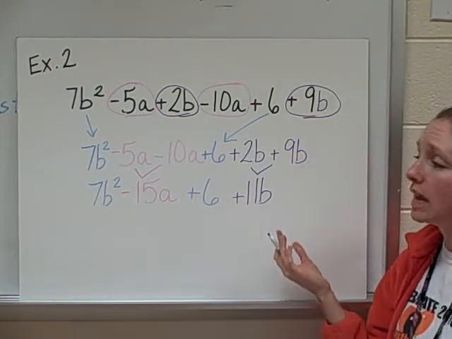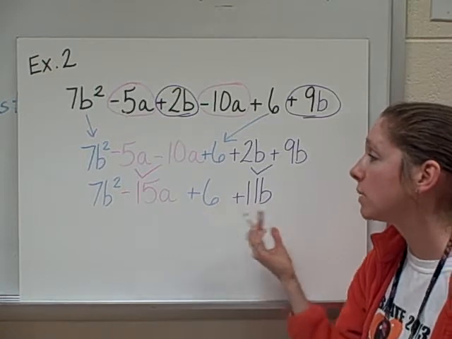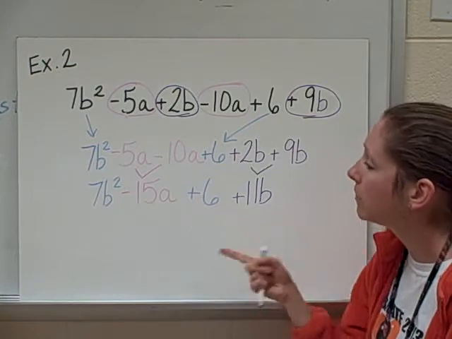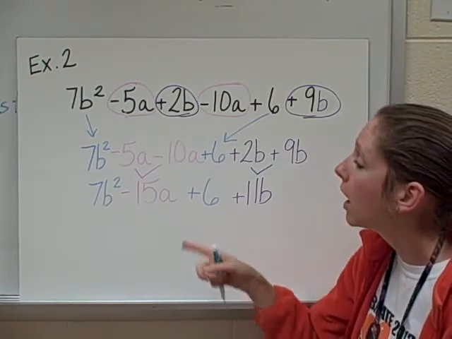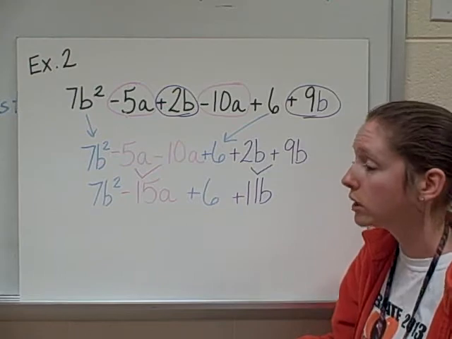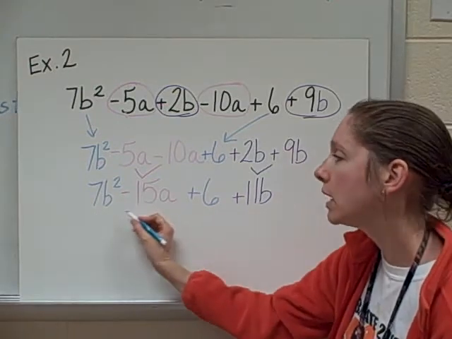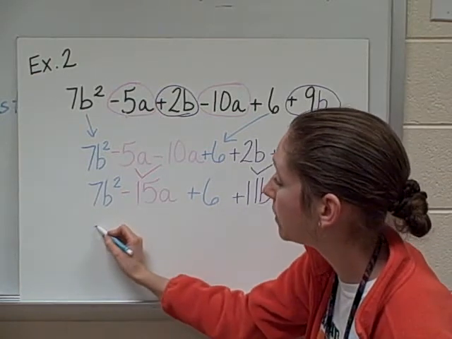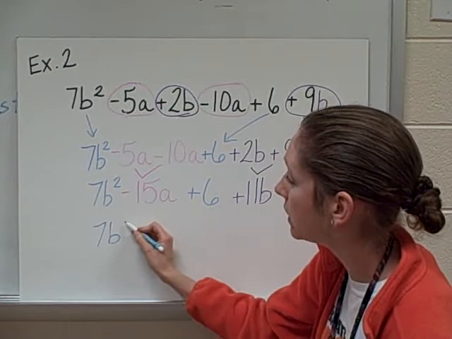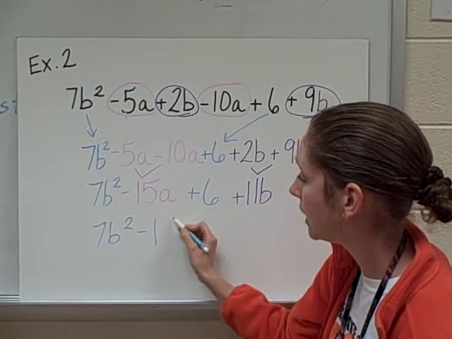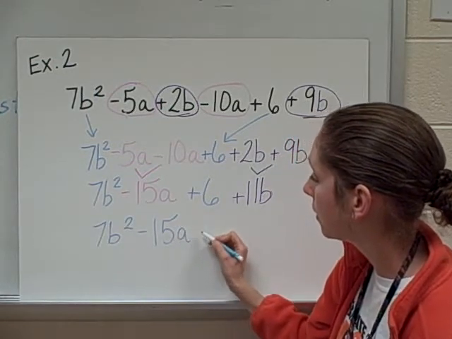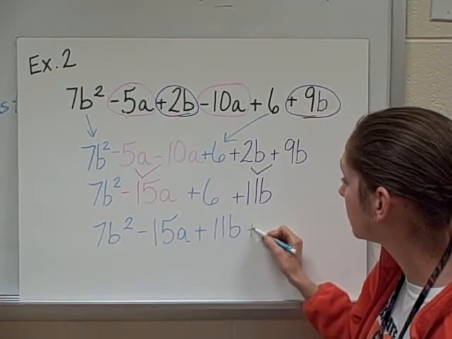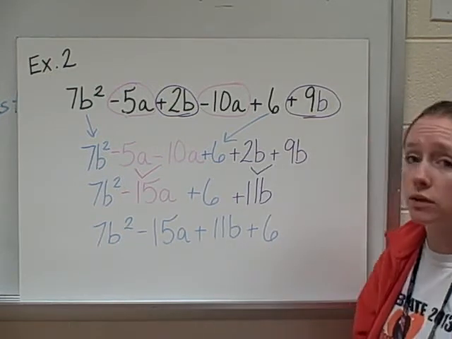Okay, notice what I have here, guys. I can't really change anything else. Nothing else can be combined because it's probably not going to be written like this in the final answer, okay? Most of the time they're going to list them in order of the letters, and also the constants most of the time are going to be last. So although this answer is not wrong, you're probably not going to see a final answer this way. It's probably going to be written something more like 7b squared minus 15a plus 11b, notice I just scooted that over, plus 6.